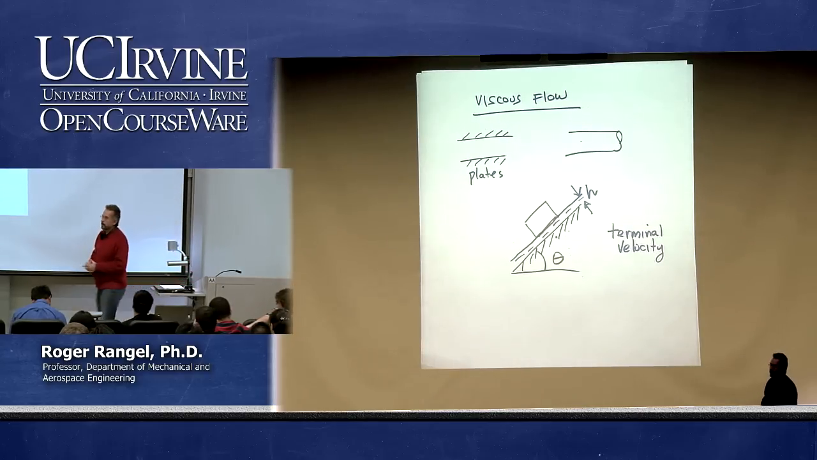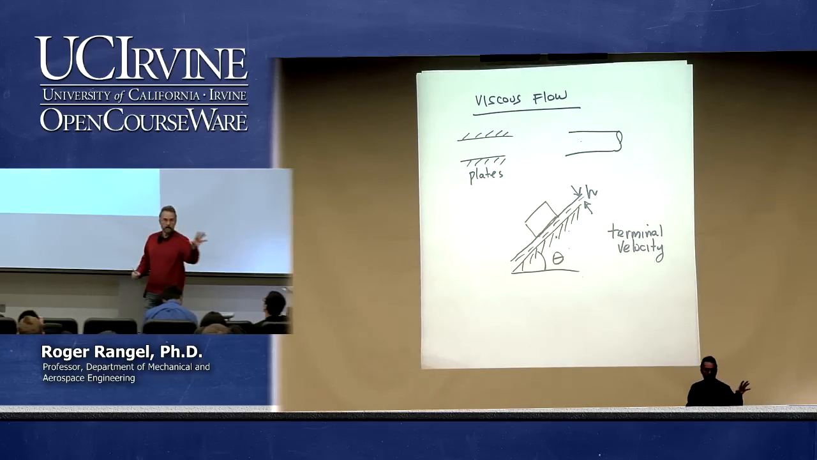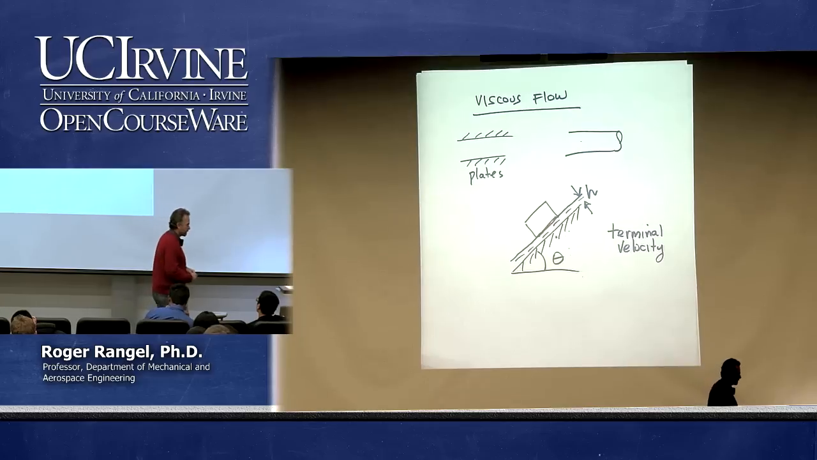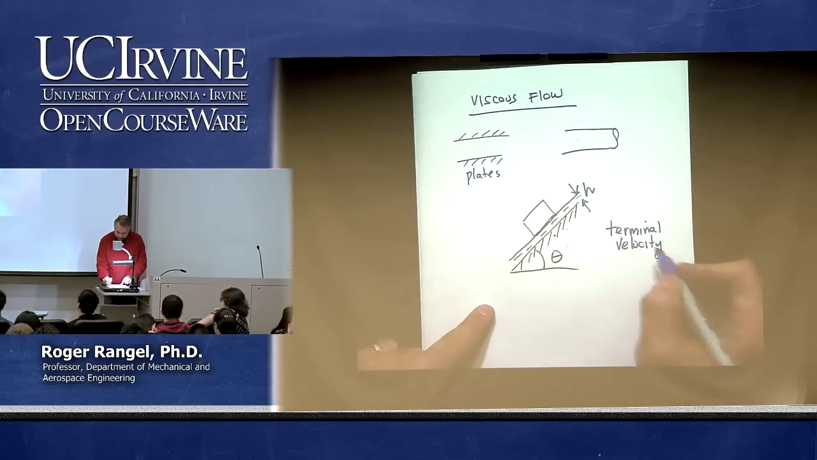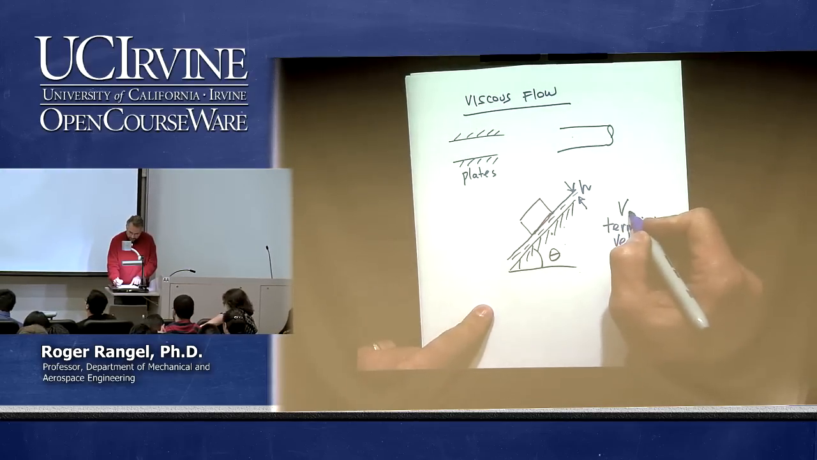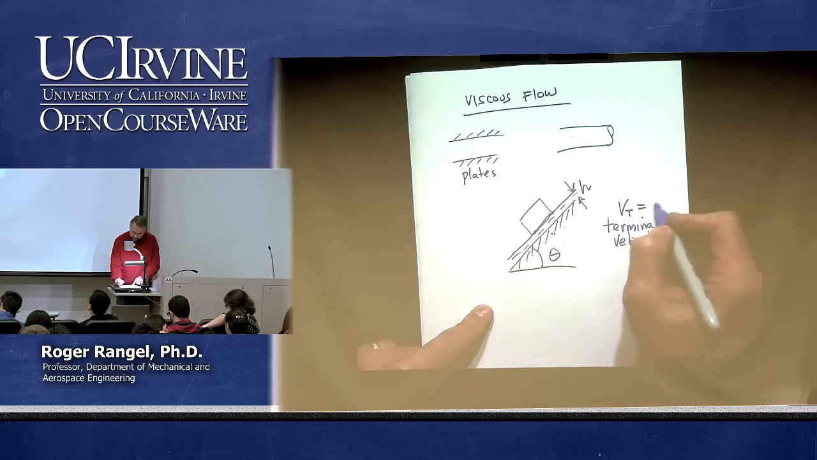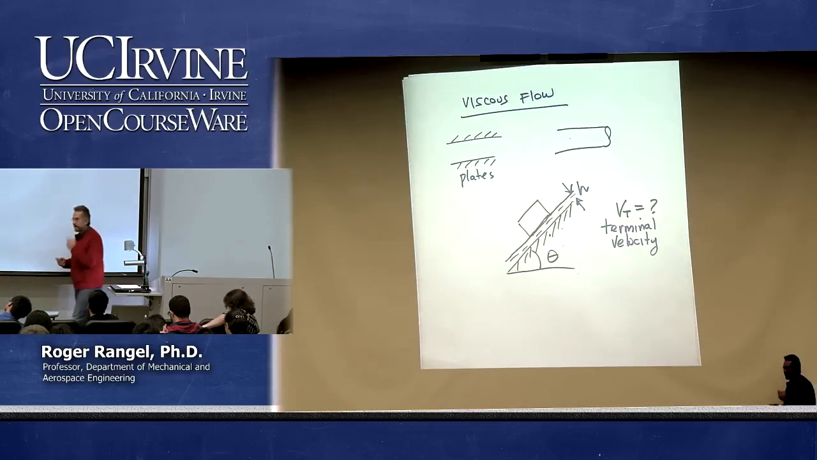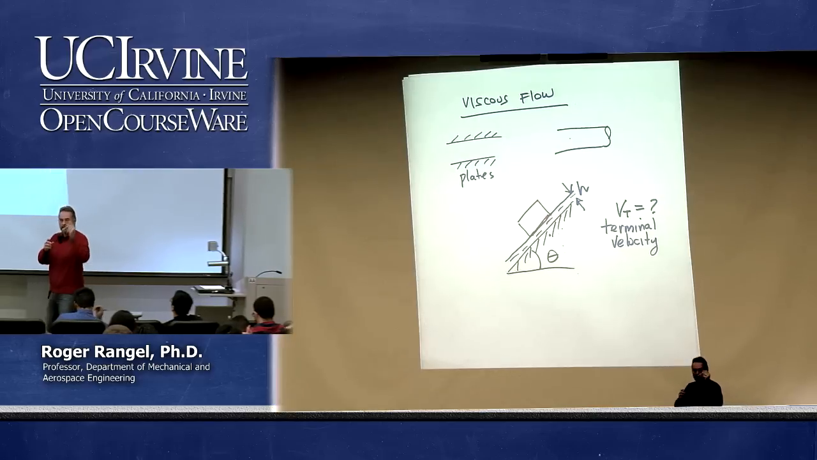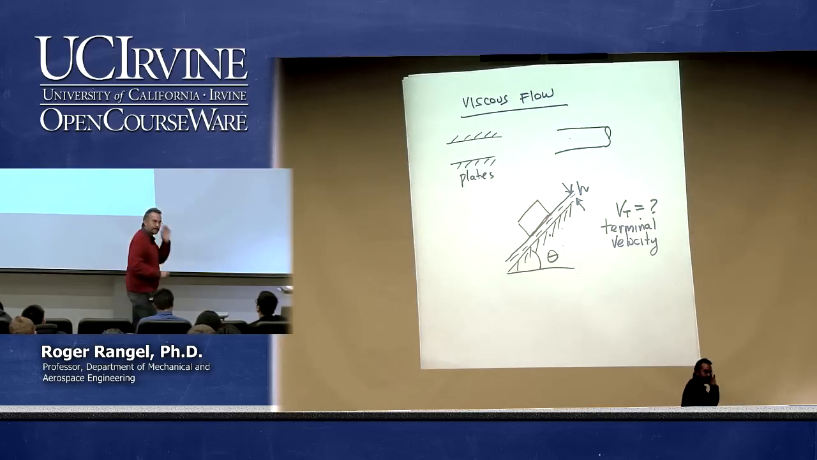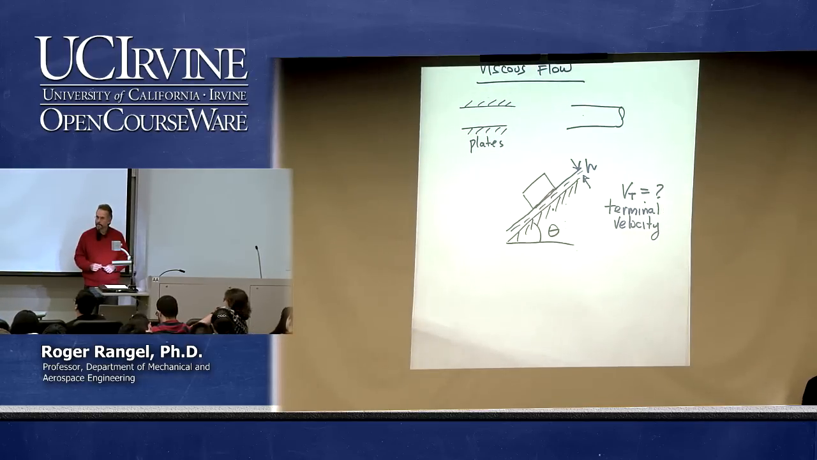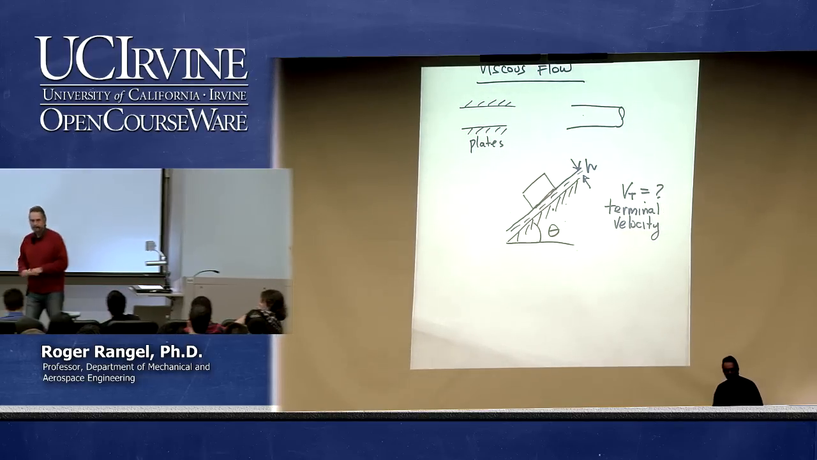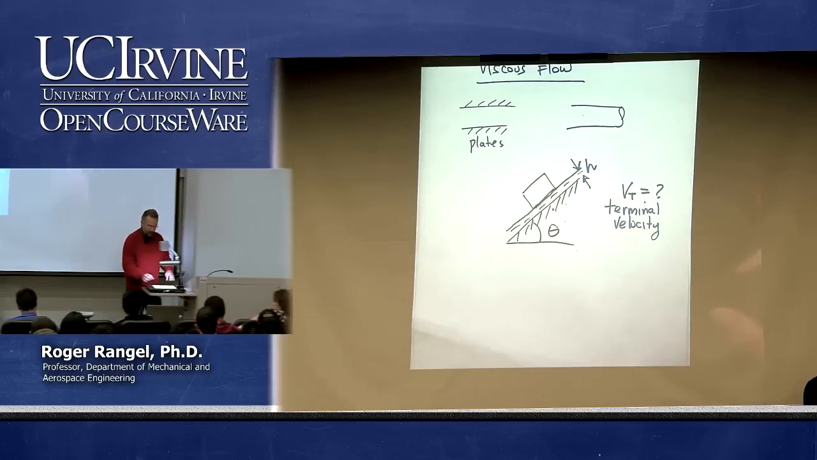Okay, so this block is now sliding at a constant velocity. And suppose that you're asked to find that velocity, Vt. Find the terminal velocity. What's the speed that this block is going to slide down? How do I do this? What do I do first? And we don't have a lot of time, so I'm not going to wait until you answer.